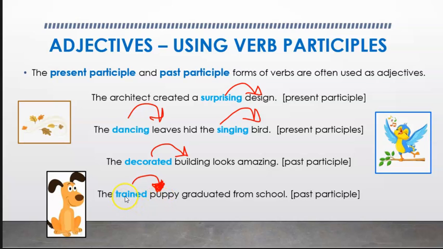So you'll notice, right, that in each of these cases, there's no helping verb in front of them. If we were using dancing as a verb, for example, it would be I am dancing or he was dancing. And there isn't, right? We've got the article and we've got the noun, so it's being used as an adjective instead.